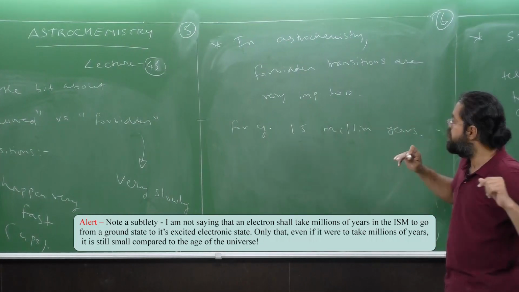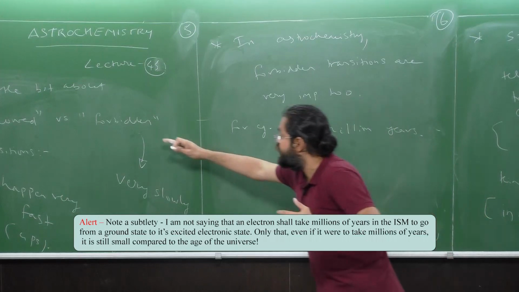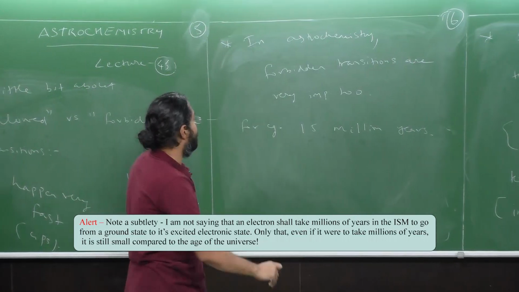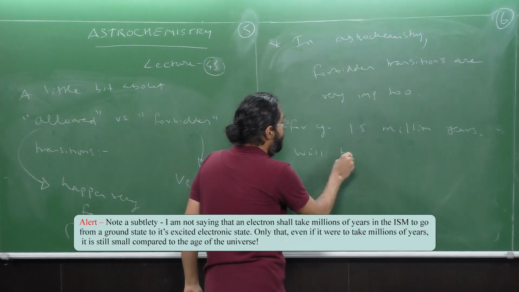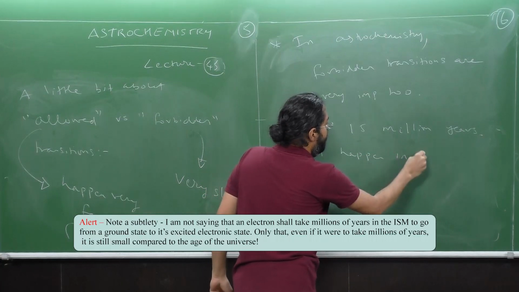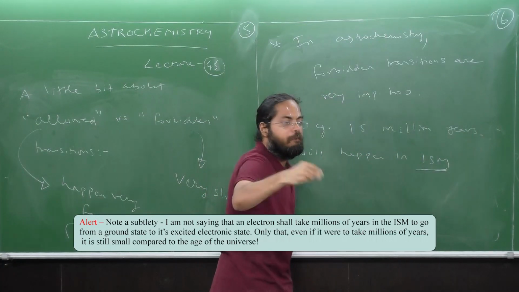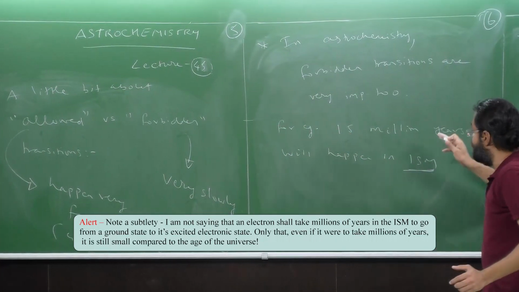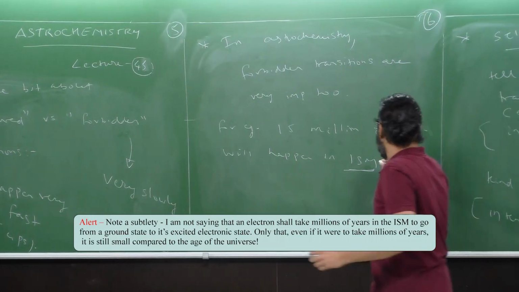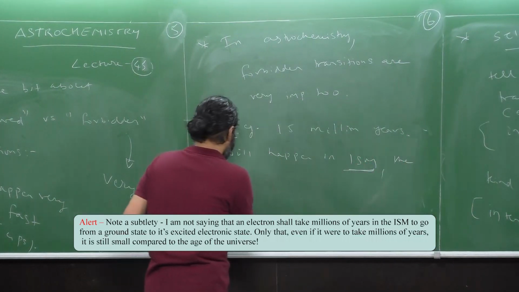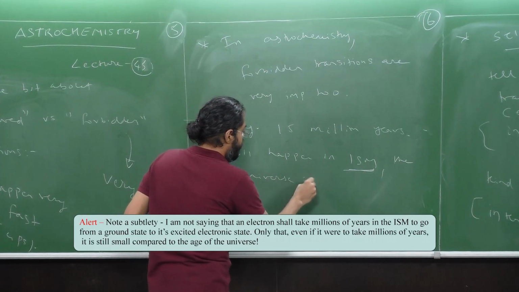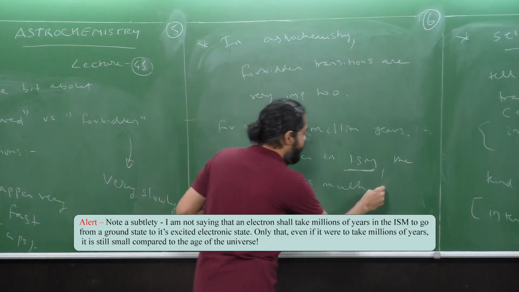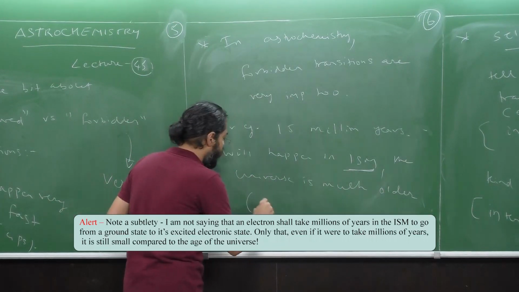So even if a transition takes place in such a long time scale, even that will happen in the interstellar medium, because the age of the universe is much larger than this. The universe is much, I would say, much older, of the order of billions of years.